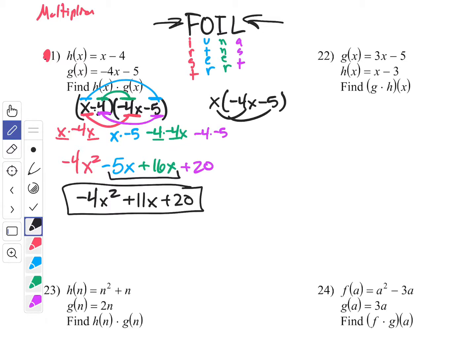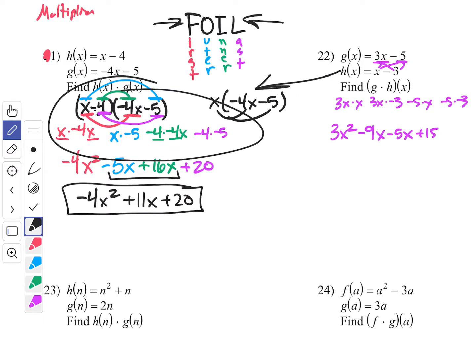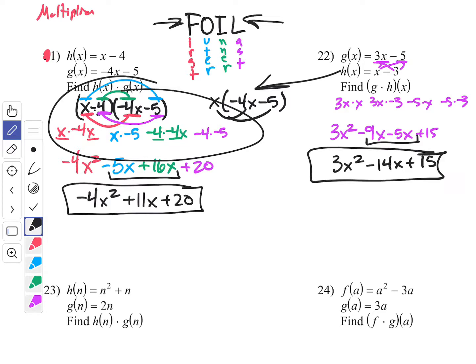You can, if you really understand it and think of shortcuts, go, well, 3x times x is going to give me 3x squared. 3x times negative 3 is going to give us negative 9x. Then negative 5 times x is going to be negative 5x. And then negative 5 times negative 3 is going to give us a positive 15. Basically we're doing the same thing that we did over here, just not quite so fancy looking. Combine like terms, we get 3x squared minus 14x plus 15, and there is our new function.